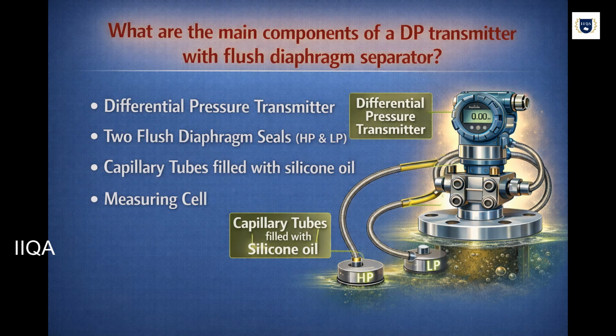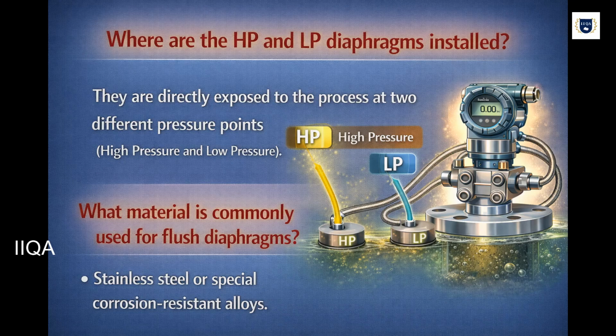Where are the HP and LP diaphragms installed? They are directly exposed to the process at two different pressure points, high pressure and low pressure. What material is commonly used for flush diaphragms? Stainless steel or special corrosion-resistant alloys.